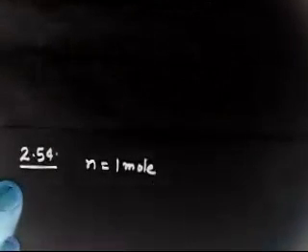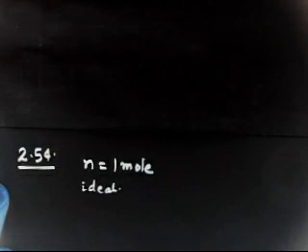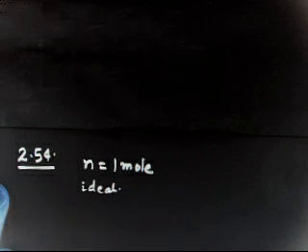Okay, let us discuss problem number 2.54. This is again an easy problem. This is 1 mole of ideal gas. So the number of moles is 1, and the gas is ideal in nature. So 1 mole of ideal gas with heat capacity at constant pressure Cp is given.